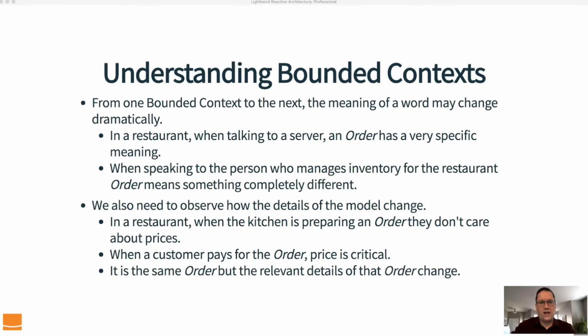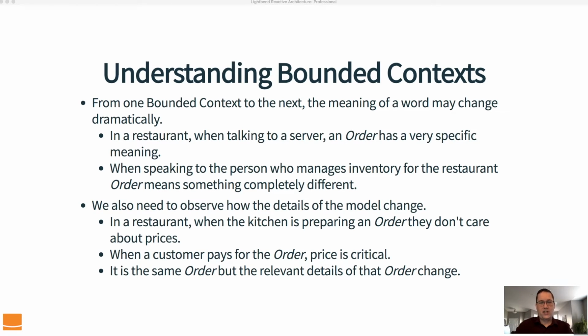We also have to observe how the details of the model change. So in a restaurant, when a kitchen is preparing an order, there's certain things they care about. They need to know what's on the order. Did the person order the reactive ribs? Did they order the steak? What did they order? So those types of details are important. They need to know anything about special instructions. Did they want that steak medium rare? That's important. There's other things they don't care about. They don't care about the price. It makes no difference to the kitchen what the price is. That matters to the customer, obviously, and it matters to the server or whoever's collecting the money.